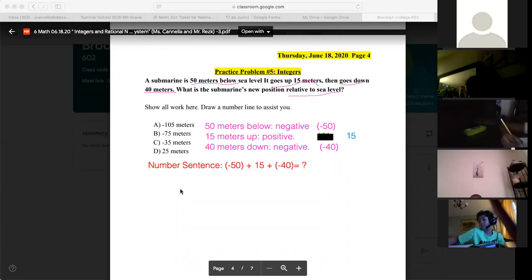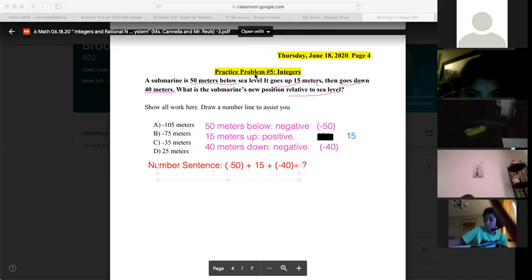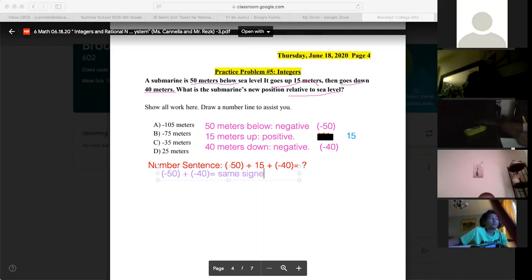So Ulysses, do you want to start with the negatives or you want to start with the positives? With the negative. You want to do the two negatives first? Yes. Okay, so talk to me. What's that going to look like? Help me out. It's going to look like -50 plus -40. And what is that? Are the signs the same or different? Same. When they're the same signs, what do we do? Add. Add them up. Negative what? 40 plus 50. -90. Good, -90.